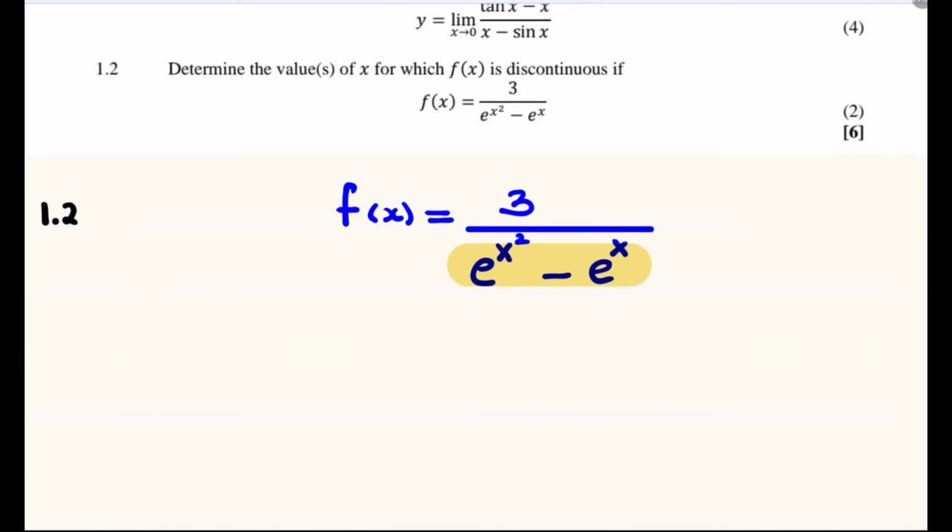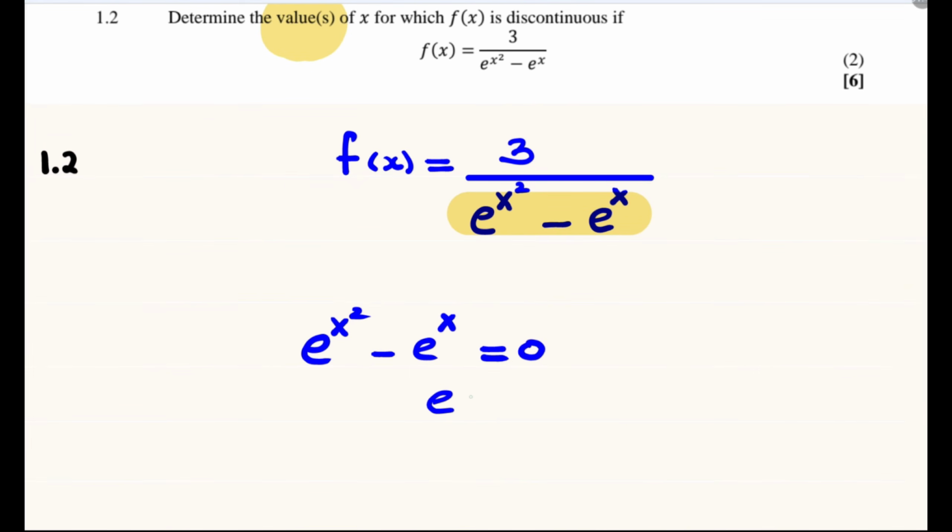And the instructions said that we have to determine the value or values, meaning that we can have more than one value. So we'll have e raised to the power x squared minus e to the power x equals 0, since division by 0 is not allowed. And we take the e to the power x to the right, it will change sign to positive e to the power x. Remember that in this case, when the bases are the same, then for this equation to be balanced, the exponents also have to be the same.